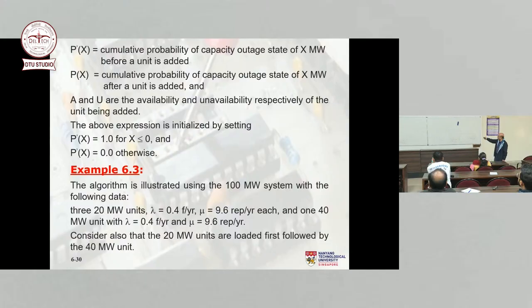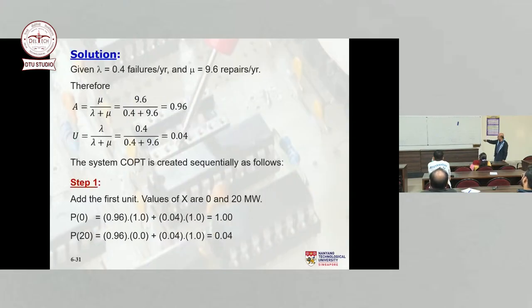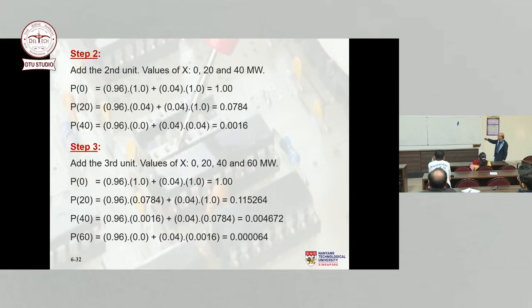The initial condition says if X is greater than 0, then P prime is 0. So I'm going to substitute 0 there, right? Clear? Plus the unavailability times P prime of X minus C. X is 40, C is 20. So 40 minus 20 is 20. P prime of 20, is there a state? Yes, 0.04. So I'm going to put that value and then I get this, okay? This is how the recursive algorithm works.